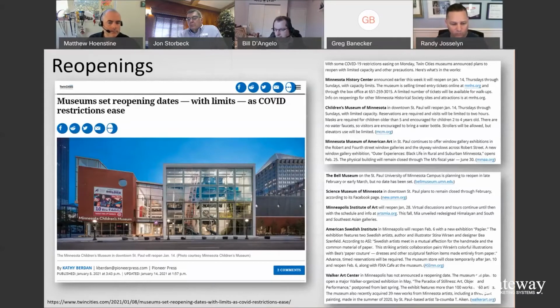But this is a good read about some of the ease of restrictions in some of those museums in some areas.